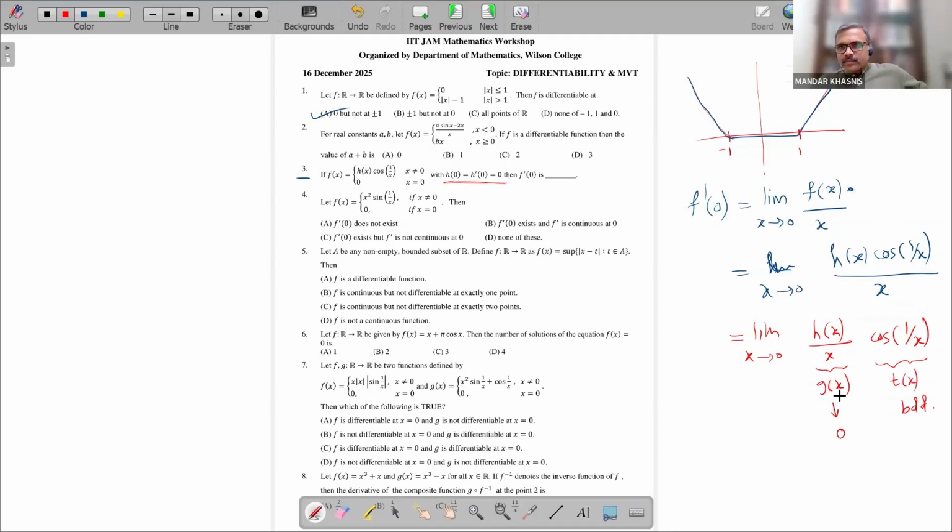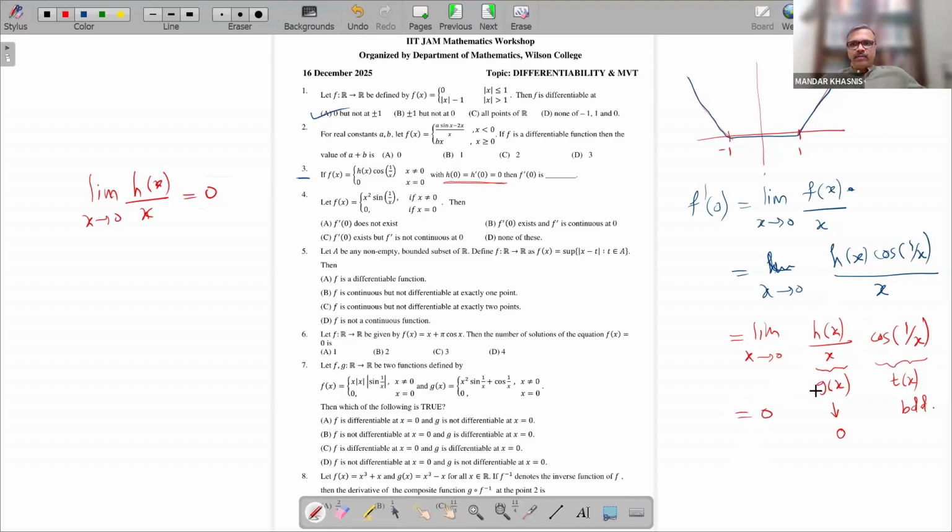Why? For the existence of this f dash 0, the limit of hx upon x will go to 0 as x tends to 0, because this is precisely h dash 0. The limit of hx minus h0 upon x minus 0, but h0 is 0, so this is hx upon x, which is 0. That means this limit is 0. The other one is a bounded function, so the product has to go to 0.